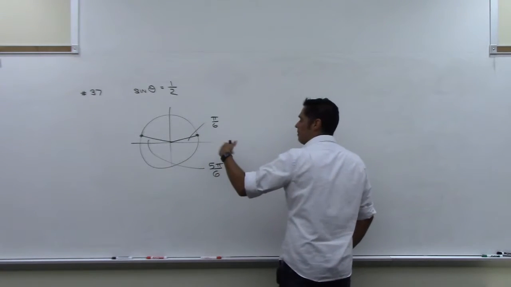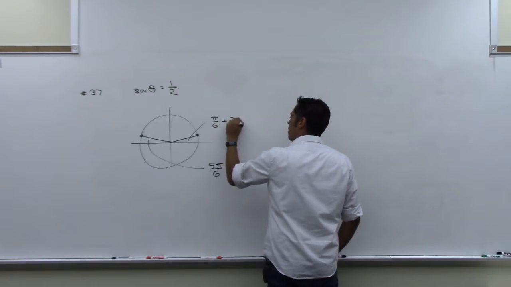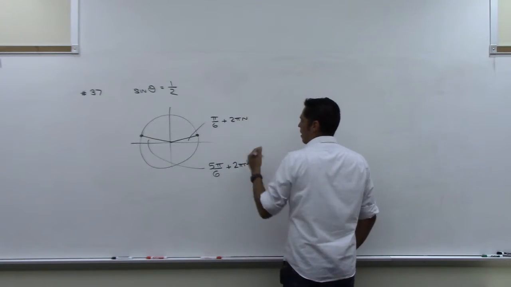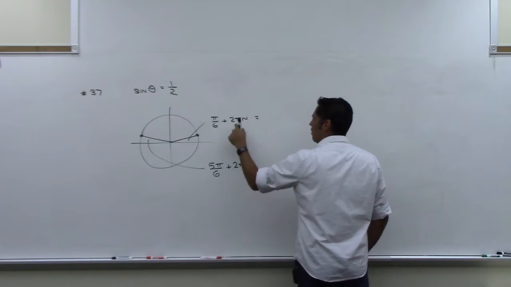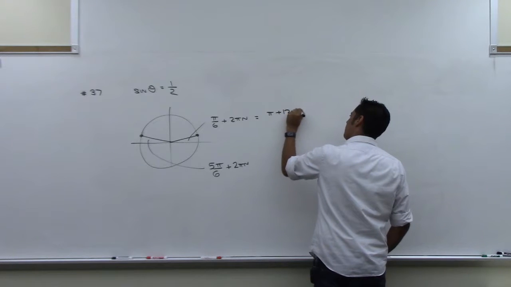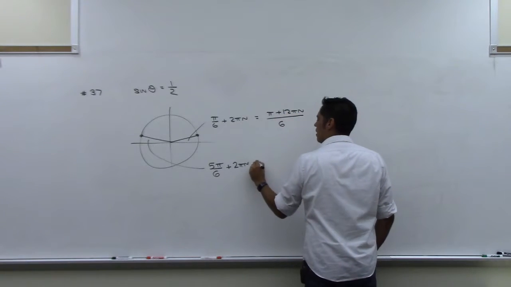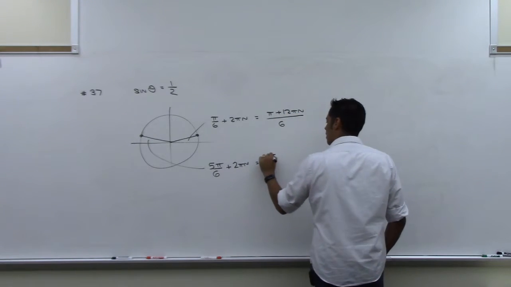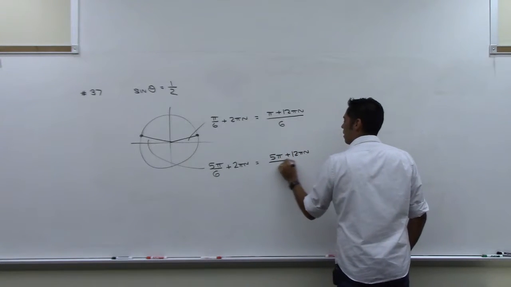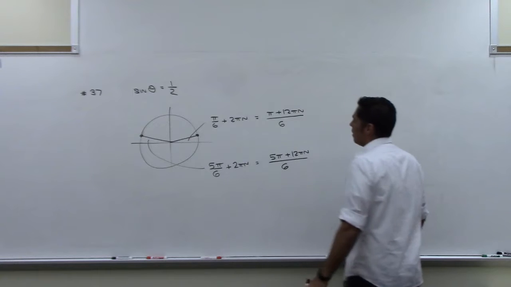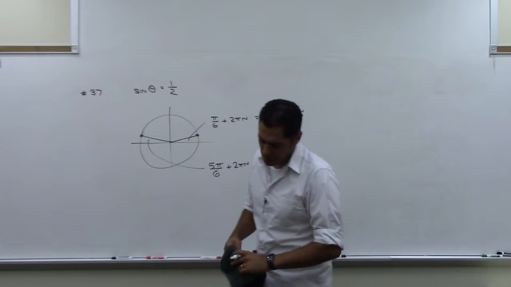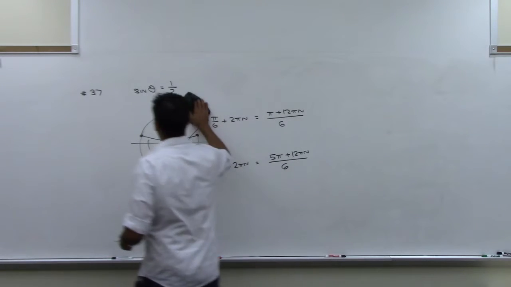So to get all the answers, you just add 2 pi n into this one, add 2 pi n into this one, and we're in business. I will get a common denominator, hit top and bottom of that with 6. So pi over 6 plus 12 pi n over 6, and then here, top and bottom with 6, 5 pi plus 12 pi n over 6 again. There we go. These are our general forms.